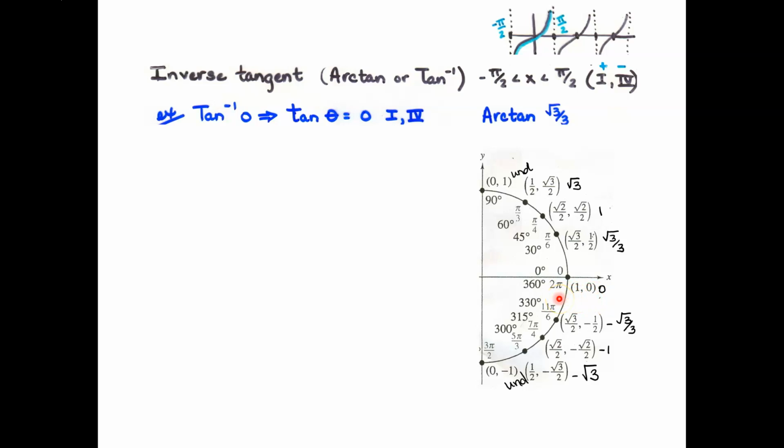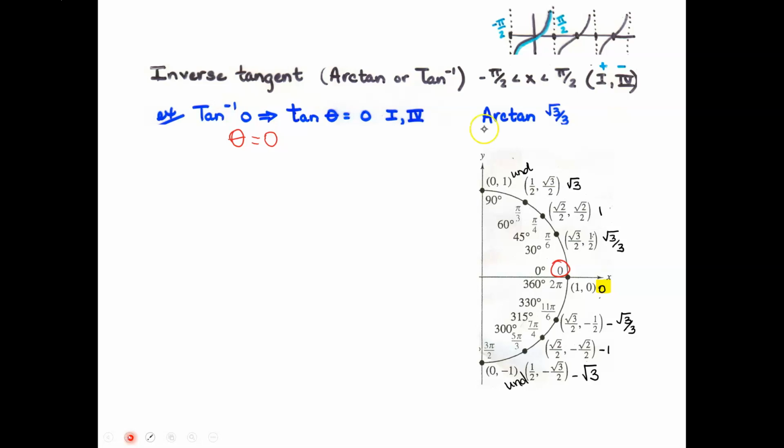Now, do I want to call that 0 or do I want to call that 2 pi? Well, again, think about your domain. If we're thinking about the domain, we can only give values between negative pi over 2 and positive pi over 2. So 0 is between negative pi over 2 and positive pi over 2. 2 pi is not. And we don't need to give the same name twice. So we would just say 0.